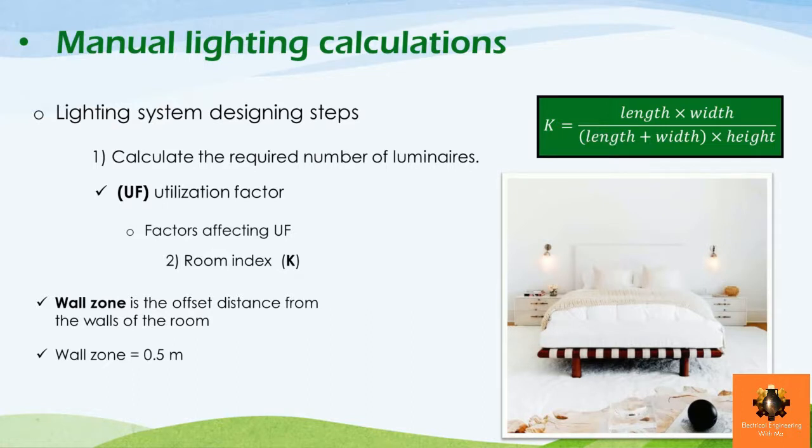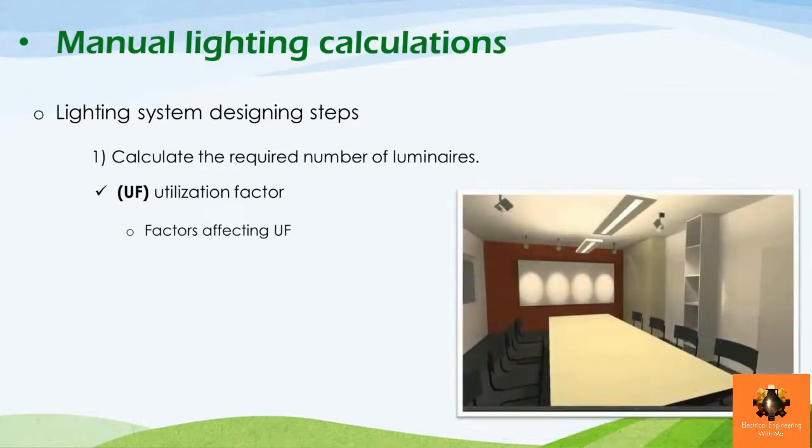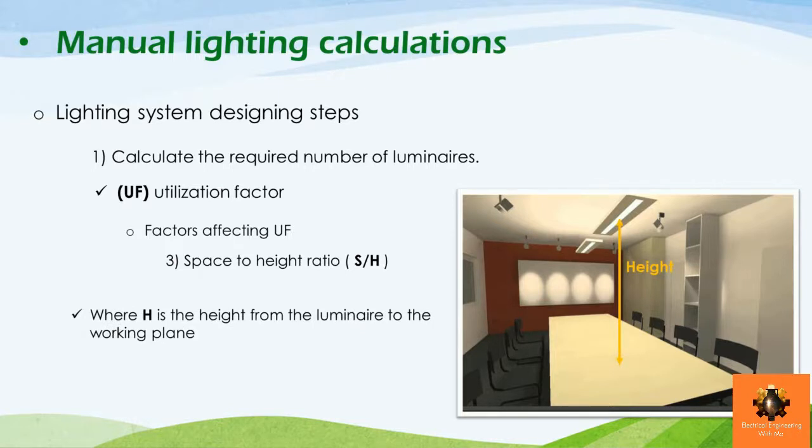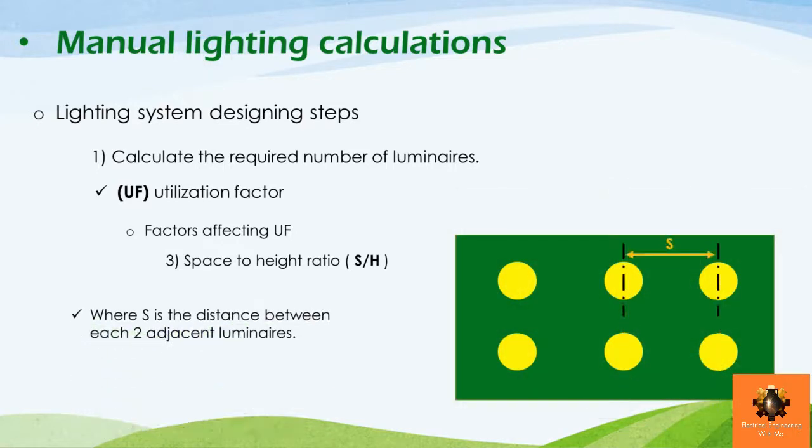And for that reason, we consider the wall zone in that case to be 0.5 meter. Very good. Now the final parameter affecting the utilization factor is the space to height ratio, or S over H. Here H is the height exactly as we learned it, from the lighting source to the working plane, and S is the distance from one luminaire to the adjacent luminaire. So for calculating the utilization factor, we take into account the space to height ratio, S over H.